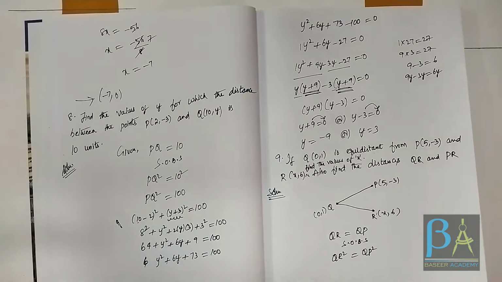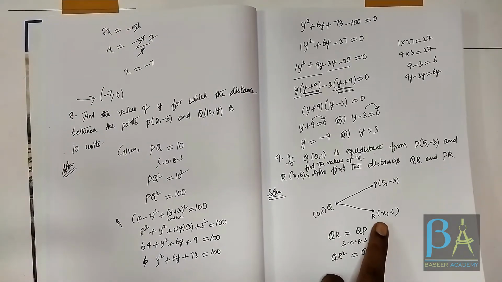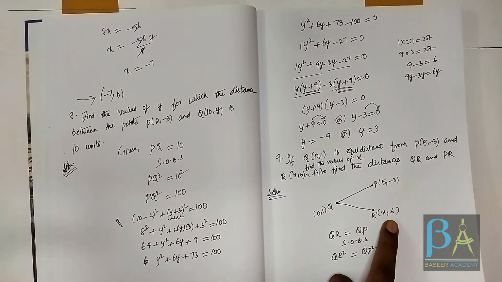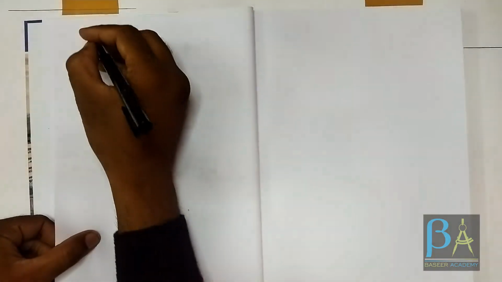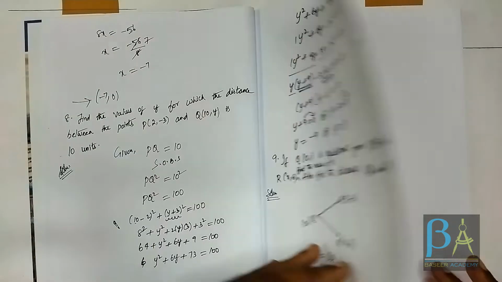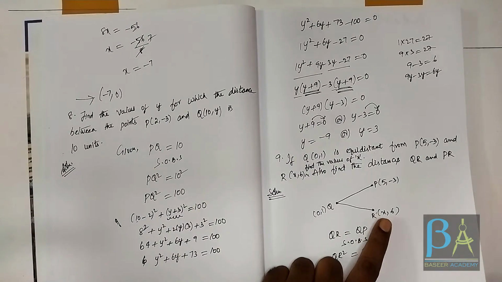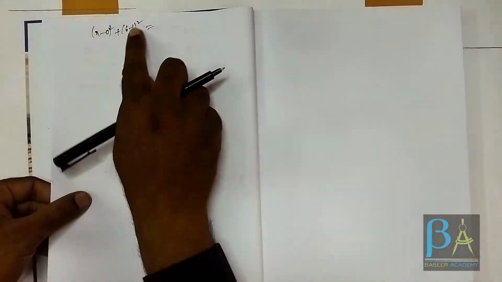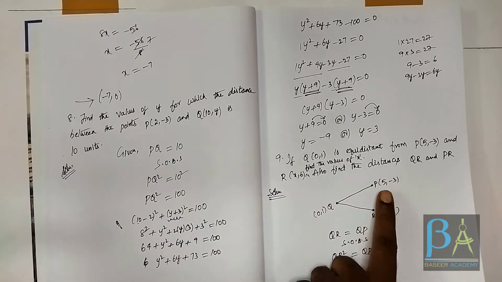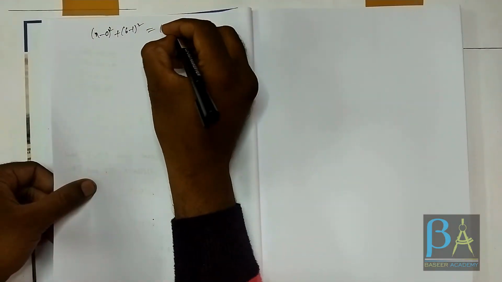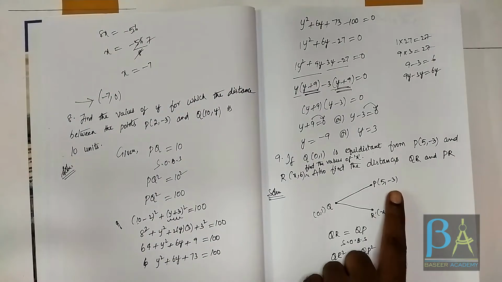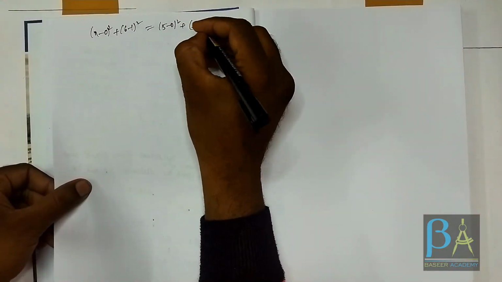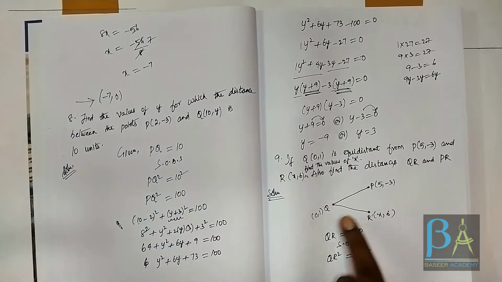So what do we have to do? QR square is x minus 0 whole square plus 6 minus 1 whole square. I'm just making use of the distance formula itself. I'm subtracting the x coordinates and then squaring them, plus I'm subtracting the y coordinates and then squaring them. Let us do the same thing here also. QP square is 5 minus 0 whole square plus minus 3 minus 1 whole square.